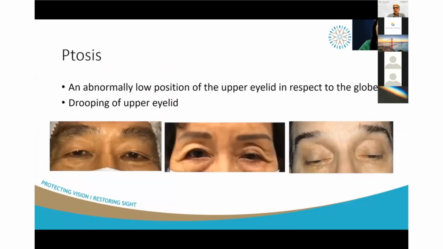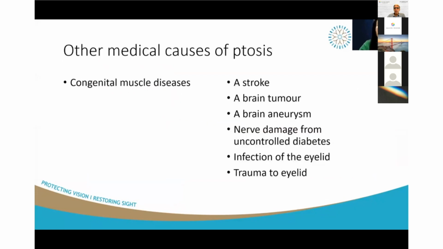Ptosis is drooping of the upper eyelid. It is an abnormally low position of the upper eyelid with respect to the globe. The drooping may be mild or very noticeable. In severe cases, the drooping eyelid may cover the entire pupil and interfere with vision. Dehiscence and disinsertion or stretching of the levator muscle is the most common cause.